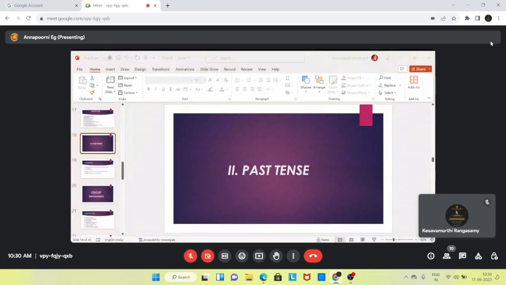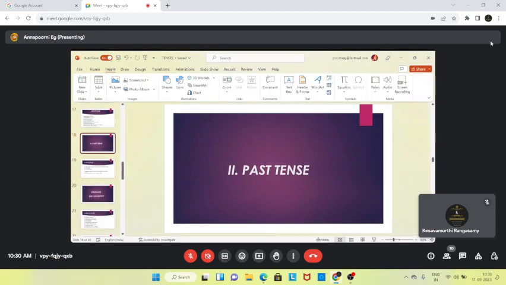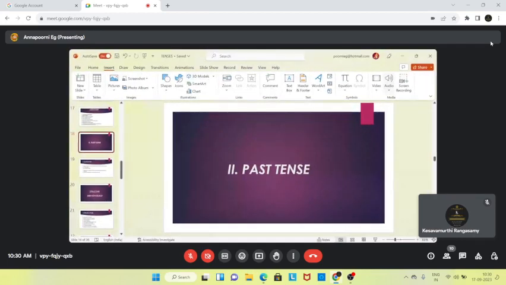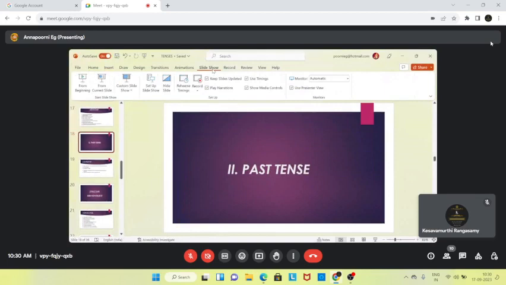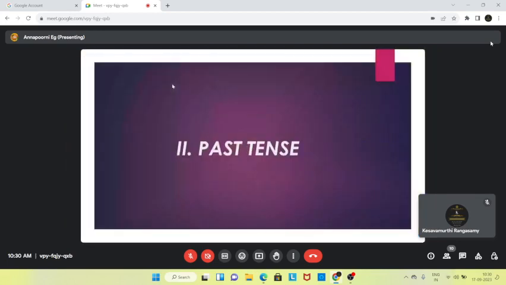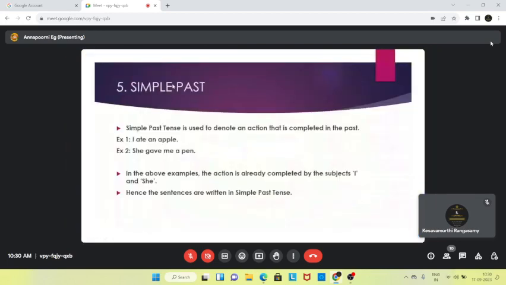Okay. So now you can please listen to the screen. What I explained till now is the recap of the previous class. Okay, so now we can begin the past tense. Yes, Pranav, can you read the first sentence?